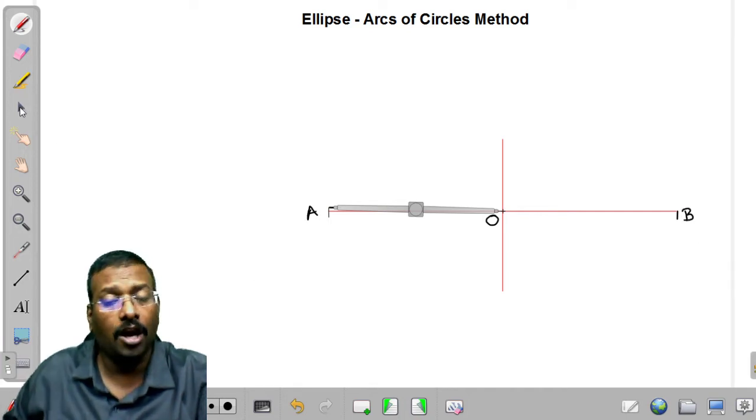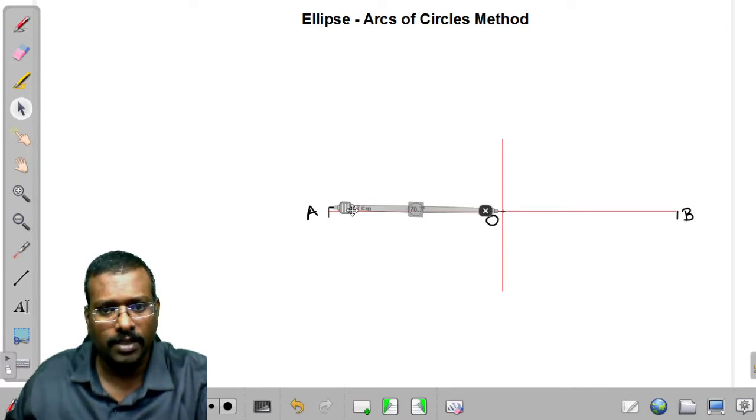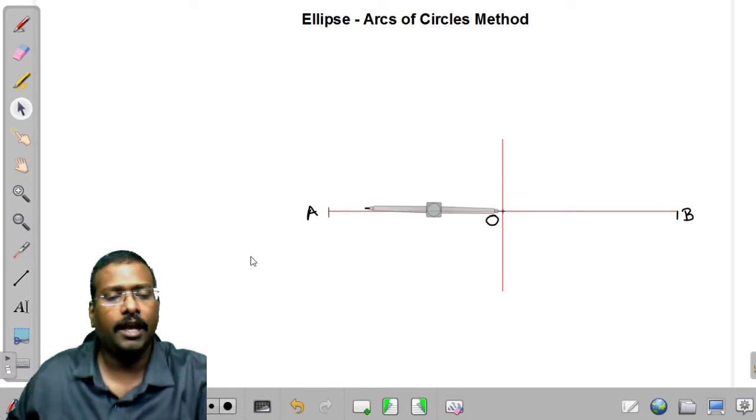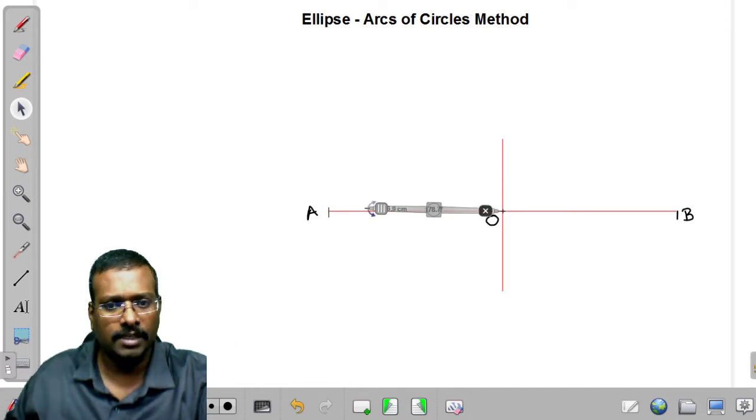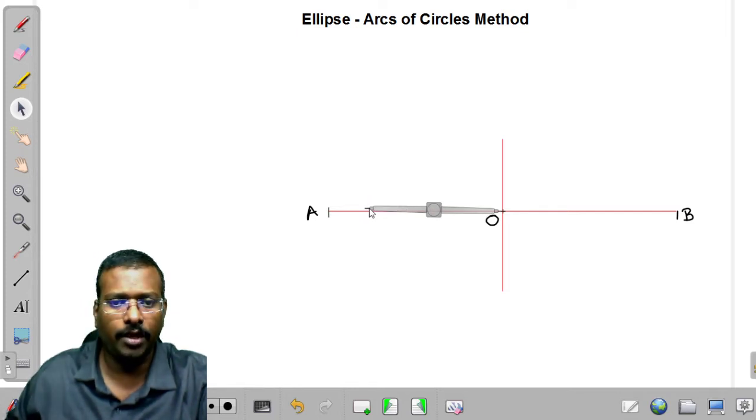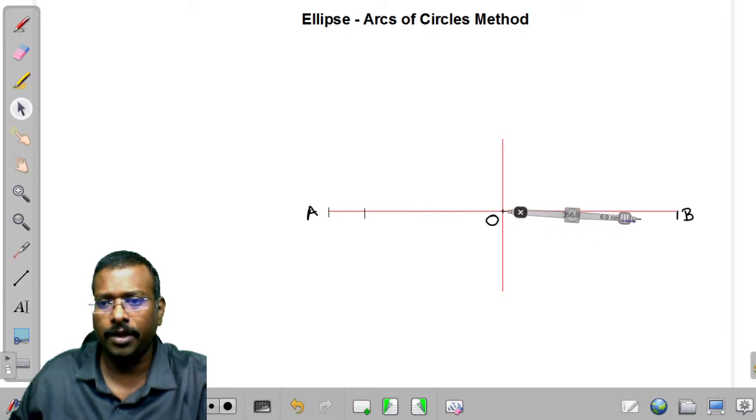Now take half of the length of F1, F2 as radius. Normally the F1, F2 length will be less than the vertices distance, that is the AB distance, in the case of an ellipse. So we are going to consider this point. This is F1 and here we are going to get F2.